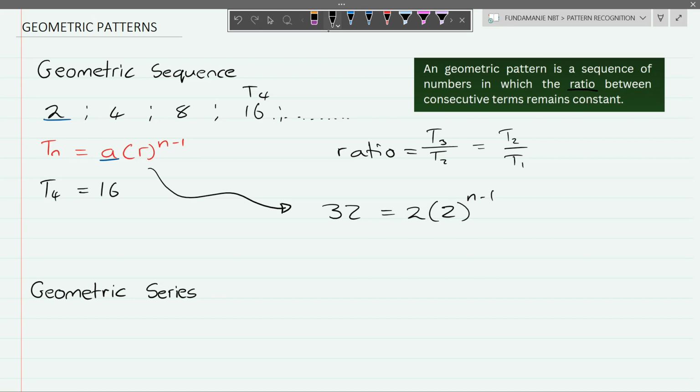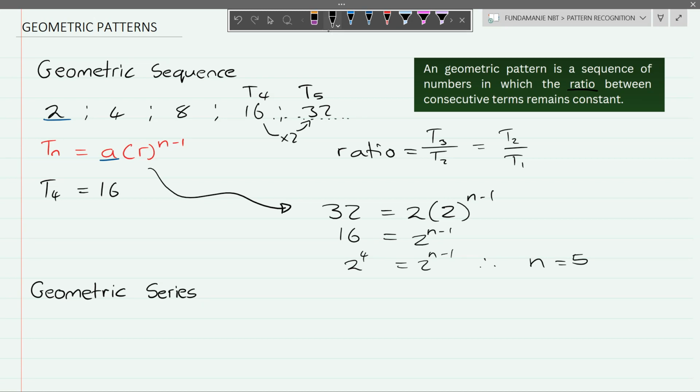Then we can divide both sides by 2 and solve it algebraically. 16 is equal to 2 to the power of n minus 1. Then this will be 2 to the power of 4 and 2 to the power of n minus 1. Therefore, you can say n is equal to 5. And we can see that term number 5 is the next one. 16 multiplied by 2 does indeed give us 32. So be versatile with the formula. You should be able to solve for any variable.